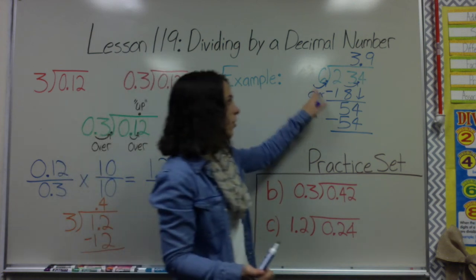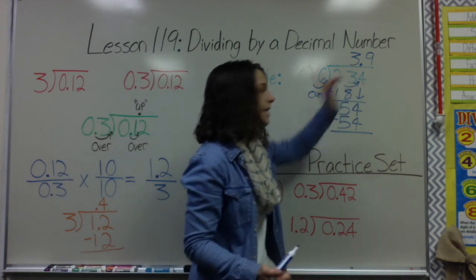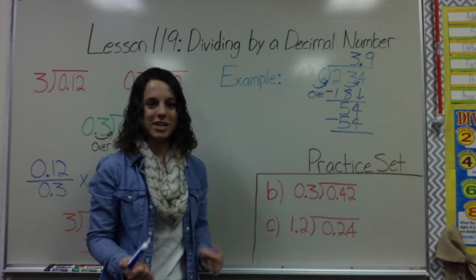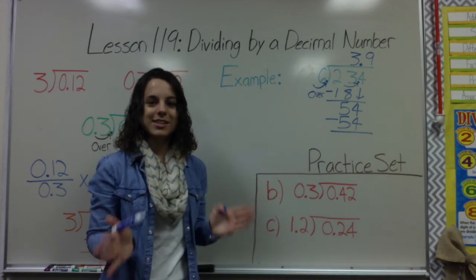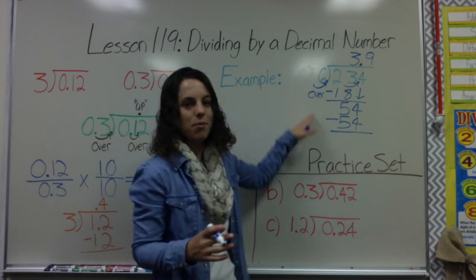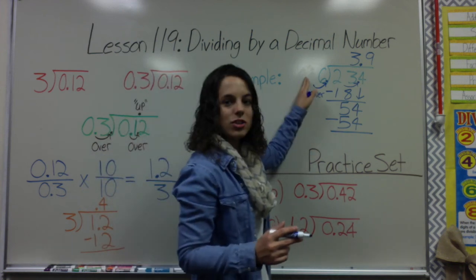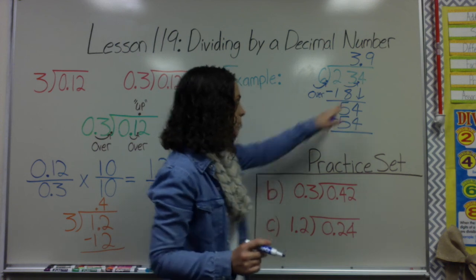All I had to do was over, and up. Division is the exact same thing. Divide, multiply, subtract, bring down. So division is still the same. Do it exactly how we've been doing it the entire year. The only thing you're doing is the extra step of moving your decimal point and then bringing it directly up.